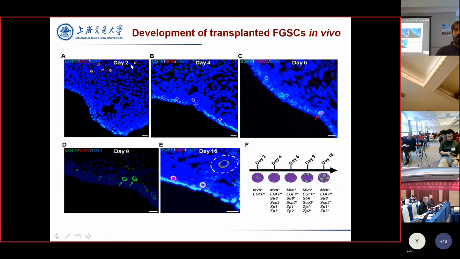With immunofluorescence double staining for EGFP and MVH, we can see that at day 2 the cells are in the ovary, then at day 6 they migrate to near the surface of the cortex of the ovary, with meiosis marker expression like STRA8, and at day 9 meiosis marker SCP3 expression. At day 6 we can also see somatic cells around the germ cells.